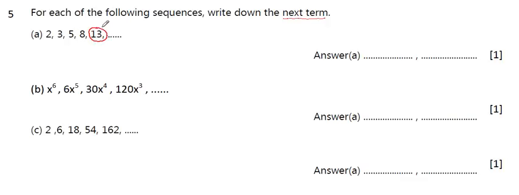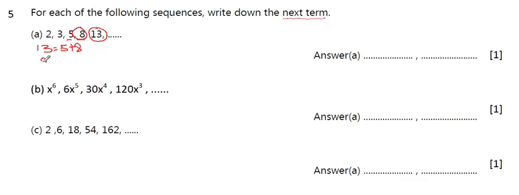13 is actually the sum of the two preceding terms, 5 and 8. 5 plus 8 is equal to 13.